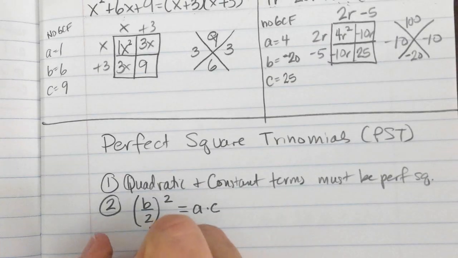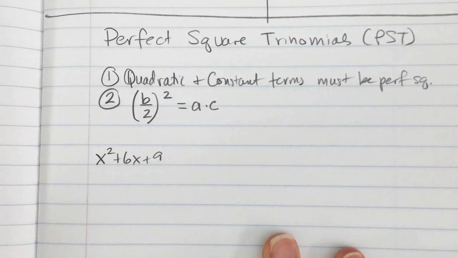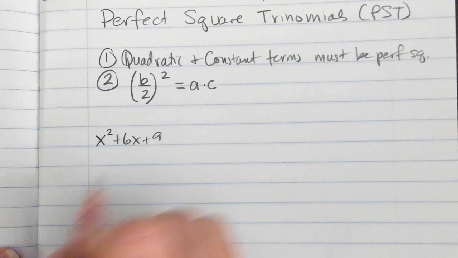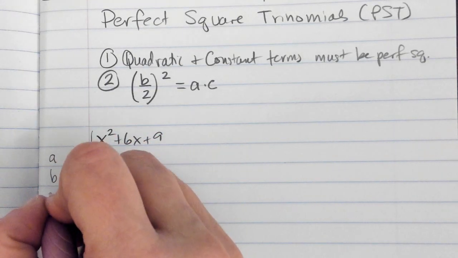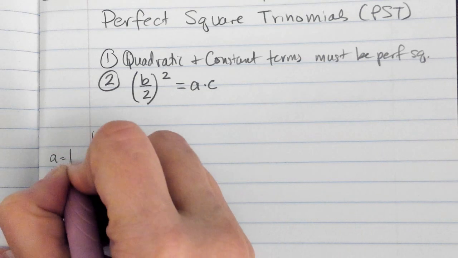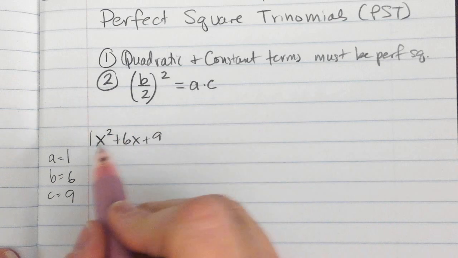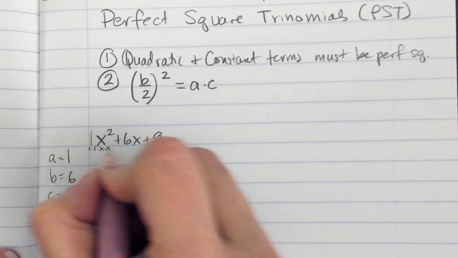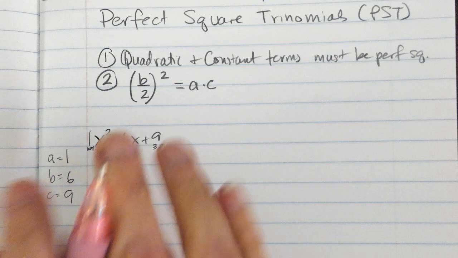First of all, let's look at x squared plus 6x plus 9. Okay, that's the one that we did in class, or we may not have. I don't know. So for this one, I need to know a, b, and c. a is 1, b is 6, c is 9. Okay, are these perfect squares? Well, this is x times x. This is 3 times 3. Yep, those are perfect squares.